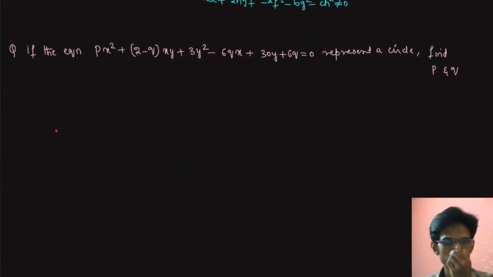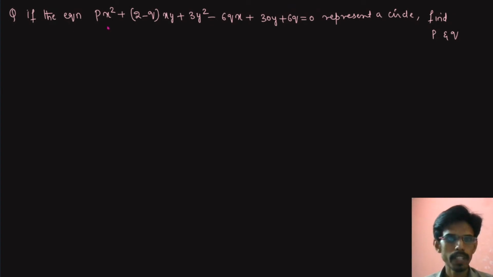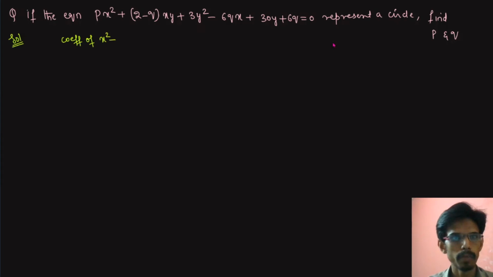Now we have a question: if the equation p x square plus (2 minus q) xy plus 3y square minus 6qx plus 30y plus 6q represents a circle, find p and q. Now if this represents a circle, then we know that coefficient of x square must be equal to coefficient of y square. Here coefficient of x square is p, coefficient of y square is 3. So I got the value of p as 3.